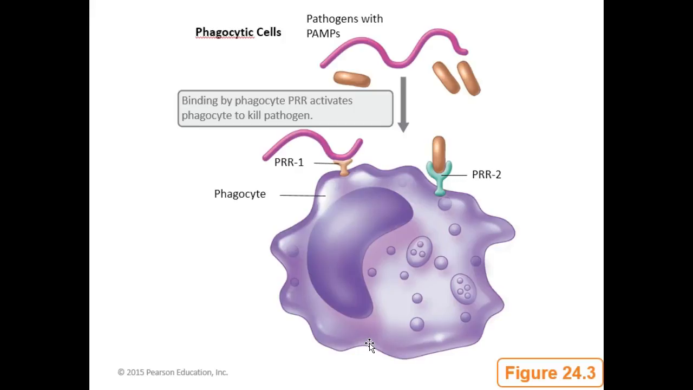Because they recognize particular global molecular patterns, these receptors on innate immune cells are called pattern recognition receptors, or PRRs. There's a number of PRRs that exist on phagocytes, such as macrophages, neutrophils, and dendritic cells. And then recent information has shown that cells involved in acquired immunity also contain PRRs.